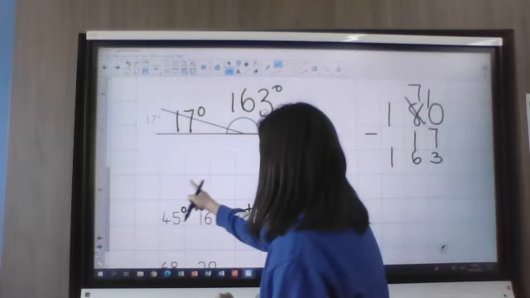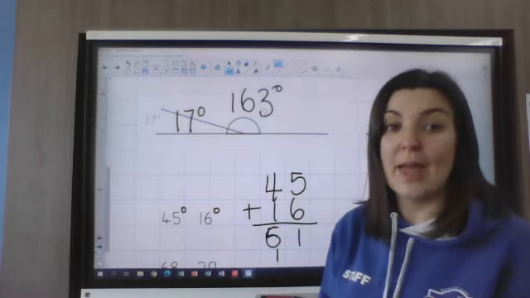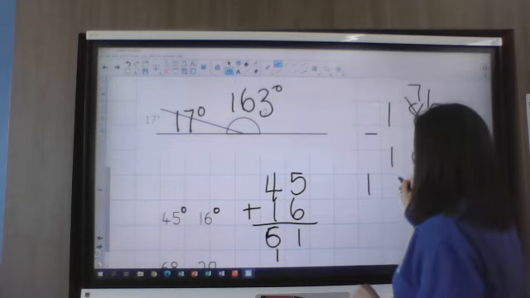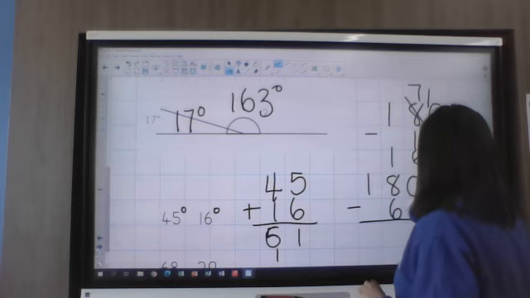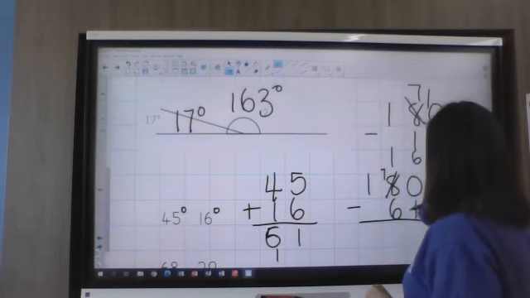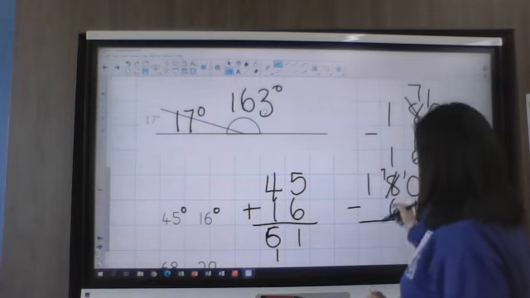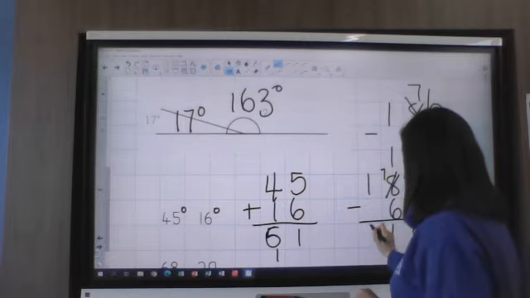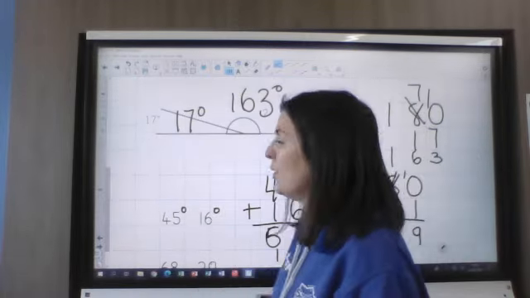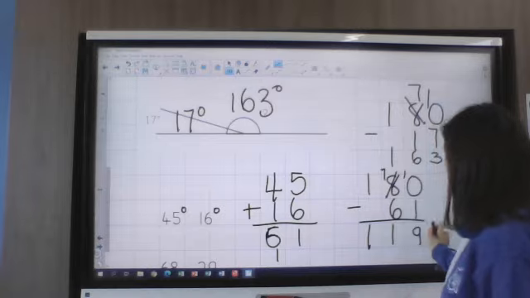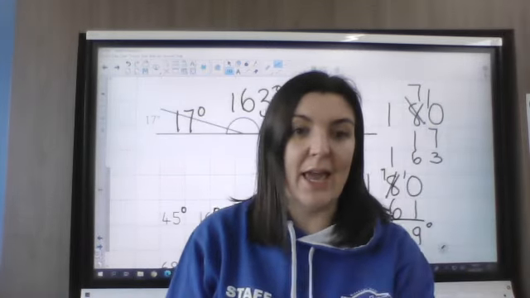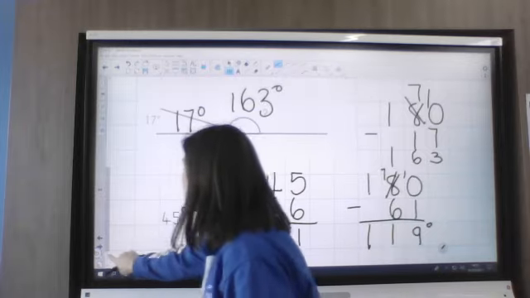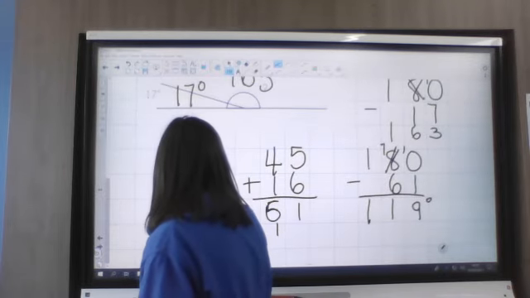So those two add to 61, and then I would find the missing one. I'd do 180 take away 61. So 10 take away 1 is 9, 7 take away 6 is 1, 1 take away nothing is 1. So the missing one would be 119 degrees. So I'd add those two together and then take my answer from 180.